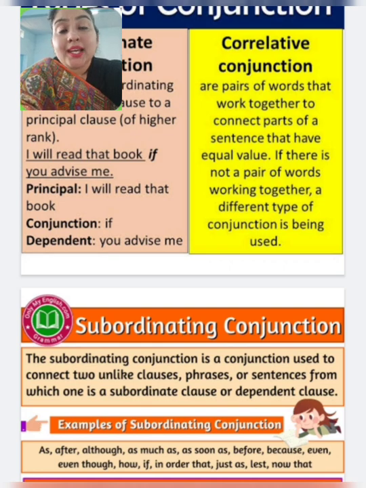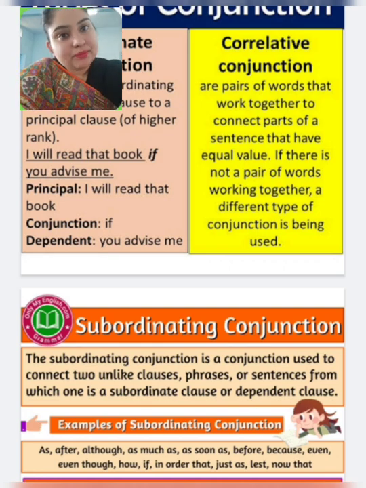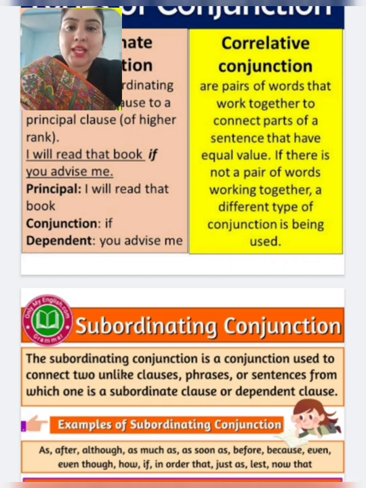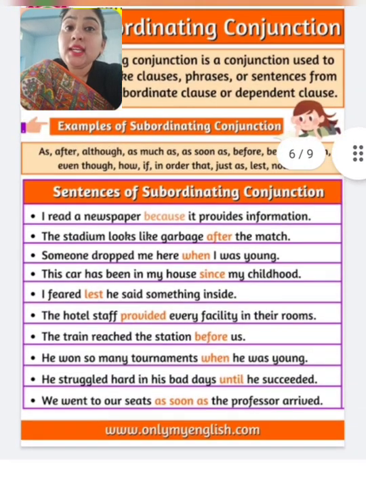So ये क्या है? ये conjunction, ये words हमेशा साथ साथ में चलते हैं. Right? I'll give you examples. Now see children. Now we'll see some examples of subordinating conjunctions.